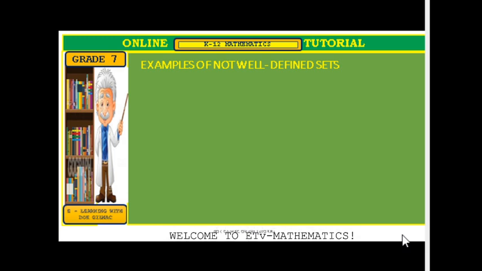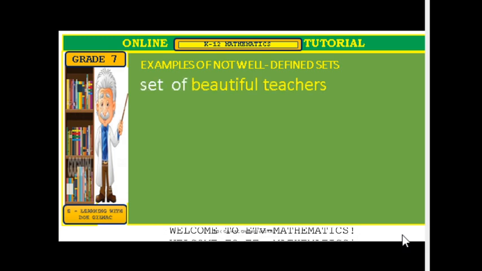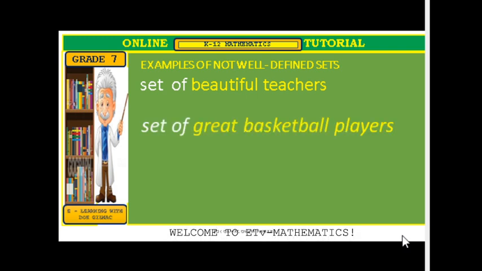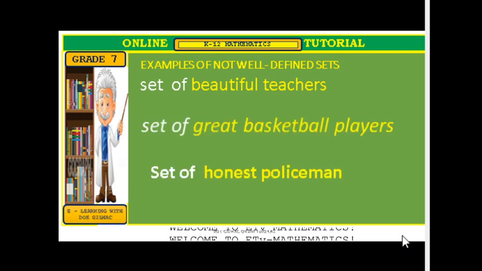Examples of not well-defined sets. Set of beautiful teachers. Set of great basketball players. Set of honest policemen. These are all relative terms, just like beautiful teachers. We do know that beauty lies in the eye of the beholder. The location, rather, is not indicated here.